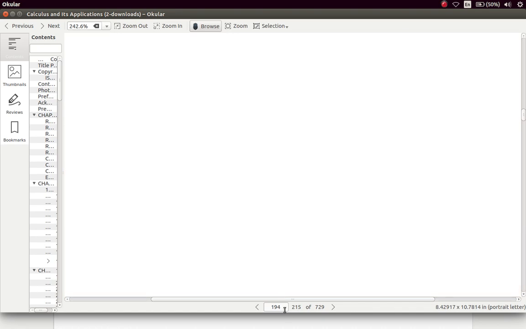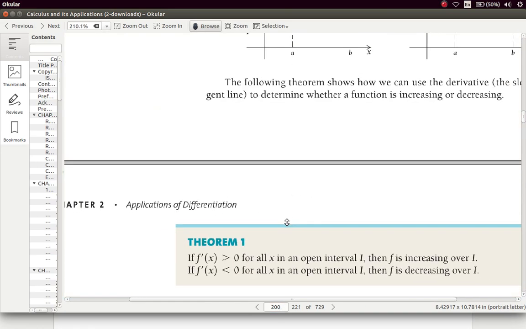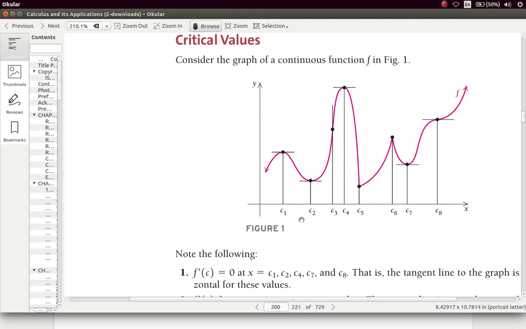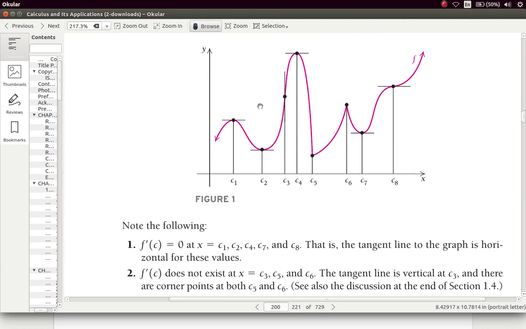Where were we? All right. So we're saying critical values. We have a graph here. It's a general graph of various functions. F prime of x is 0 at c1, c2, c4, c7, and c8. That is, the tangent line to the graph is horizontal. You can see the tangent here.